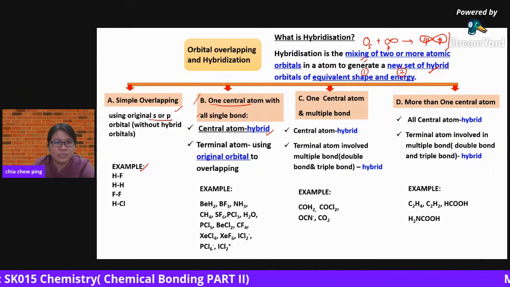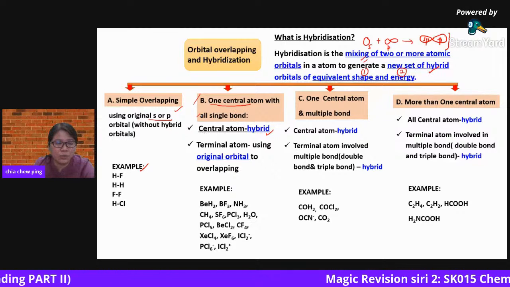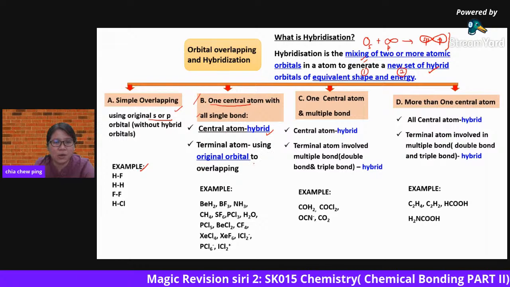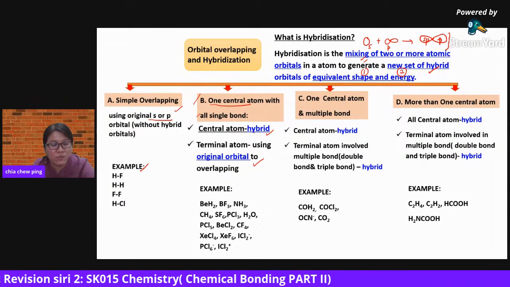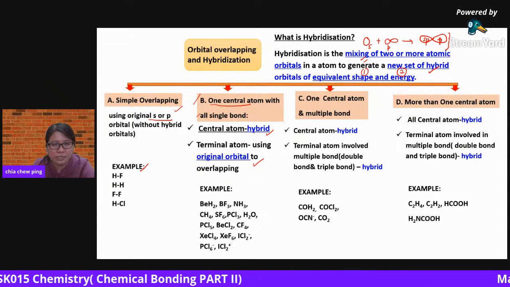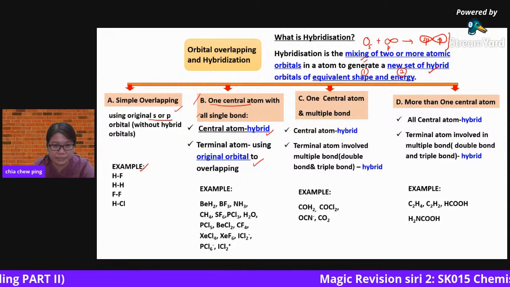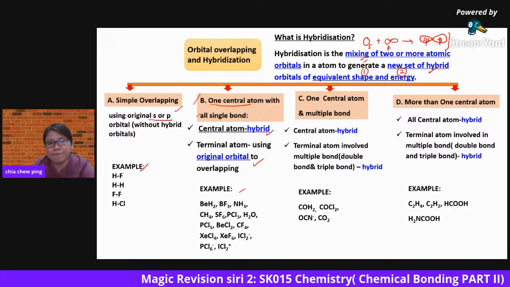So for this case B, one central atom with all single bonds, you can find that the central atom is hybridized and the terminal atoms use original orbitals for overlapping, meaning that the terminal atoms are not involved in hybridization. A hydrogen uses the S orbital, a fluorine uses the p orbital. So this is the example.